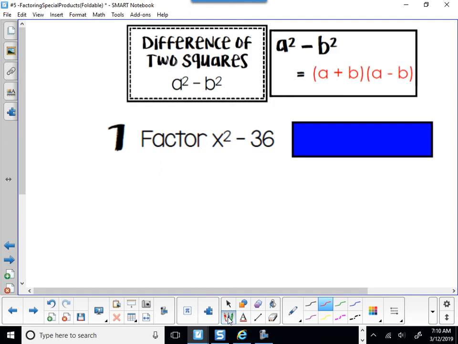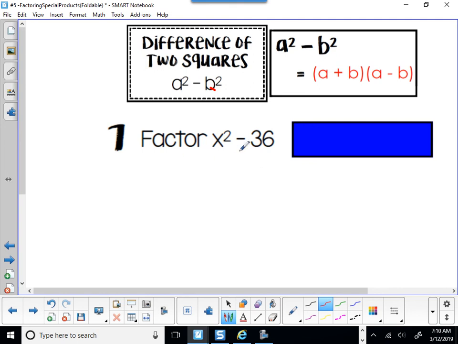The next type of special cases are the difference of two squares, a squared minus b squared. When you factor a squared minus b squared, the factors are a plus b times a minus b. Since we have a plus and a minus, the middle term disappears.